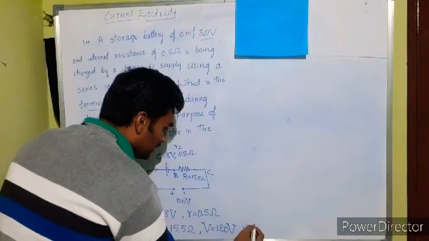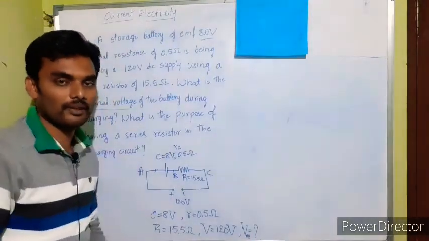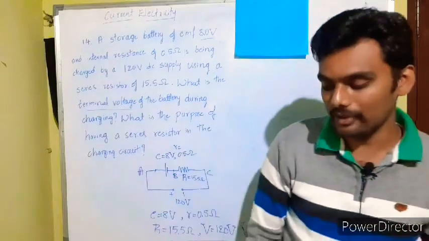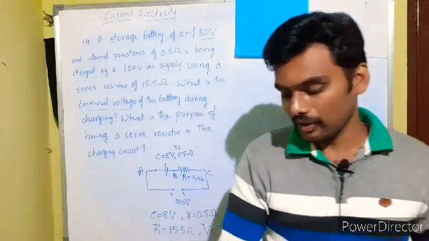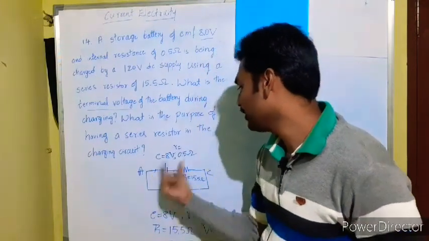VAB is equal to question mark. Clear with this? Okay, so now before moving ahead, we should be aware of how to get the voltage across these 2 points A and B.